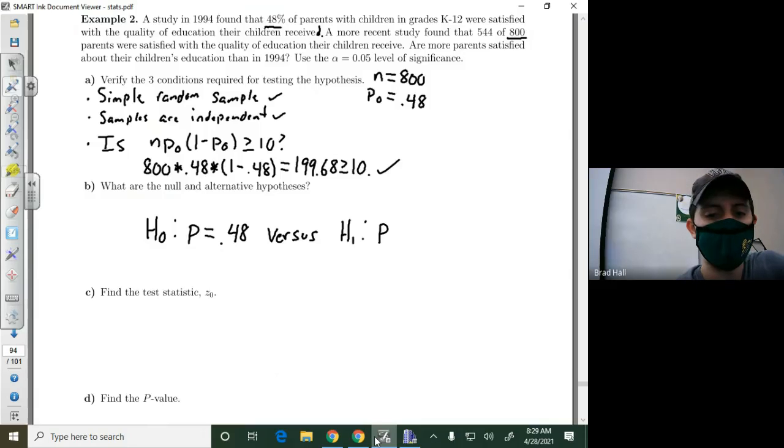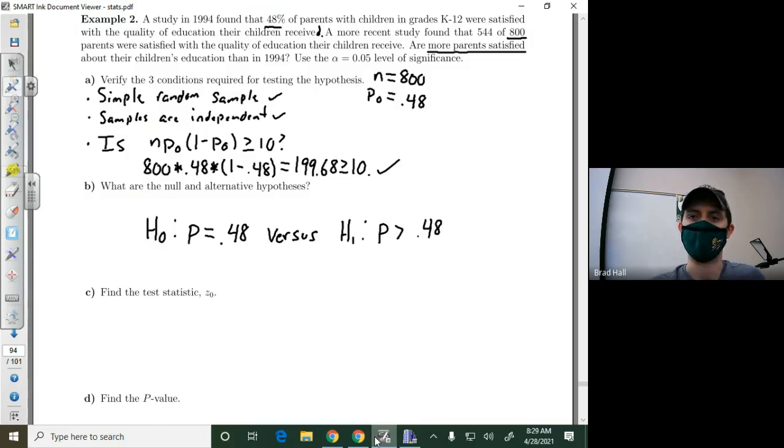Now, the alternative hypothesis takes on the same form, but we just need to figure out what inequality it takes on. So they're asking, are parents more satisfied? So they're asking, is this proportion going to be higher now? So are more parents satisfied? Which means we would be using a greater than sign. And so that's the null and alternative hypotheses.